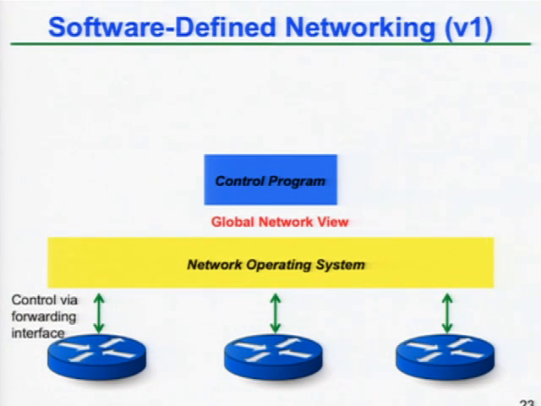You forget about the fact it's distributed. That's what the network operating system does, that it takes configuration from here and configures the switches, and then it takes state from the switches and puts it into the network view. Your control program has no idea the network is distributed. So you're running Dijkstra, not Bellman-Ford. Okay? You're just writing a program on a graph.